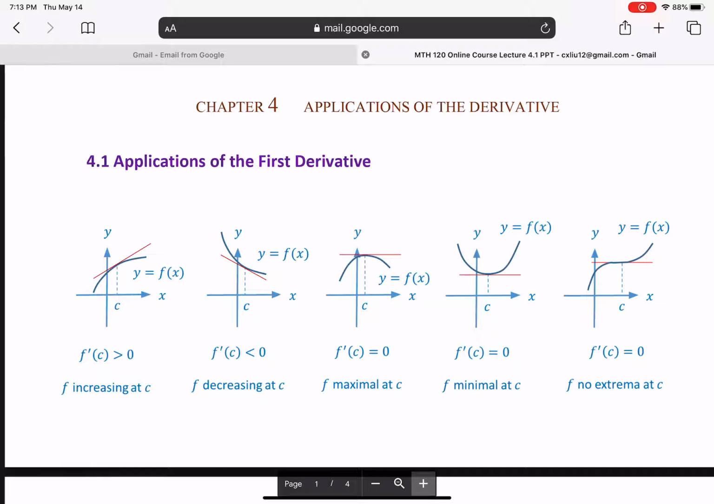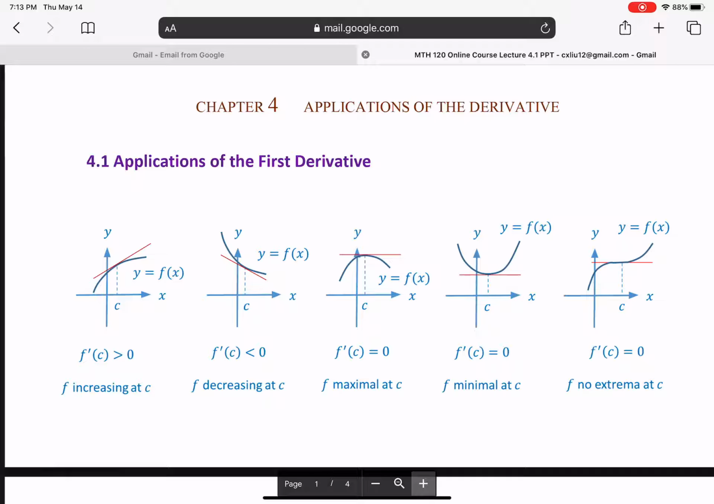We consider 5 different situations of the graph of function f. On the left, we've got the increasing function f, and if you draw the tangent line, it's also increasing, and the slope of the tangent line is positive. That means the derivative is positive. So we conclude that the function has a positive derivative when it increases. In the second graph, the function is decreasing and the slope of the tangent line is negative. So when f decreases, we get a negative derivative.